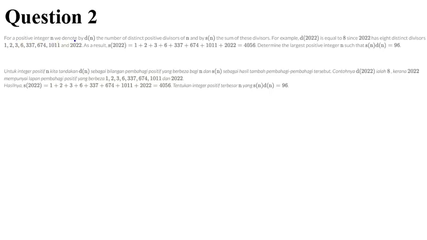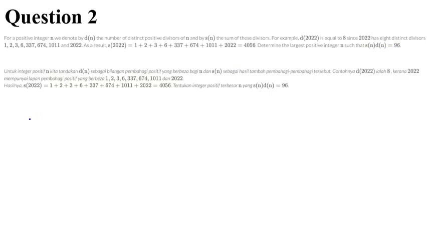For a positive integer n, we denote by d of n the number of distinct positive divisors of n, and by s of n the sum of these divisors. For example, d of 2022 is 8, since 2022 has 8 distinct divisors. As a result, s of 2022 is 1 plus 2 plus 3 plus 6, and so on. Determine the largest positive integer n such that s of n times d of n is 96.